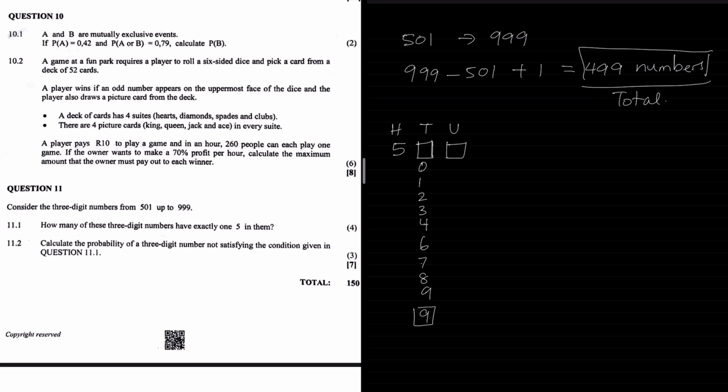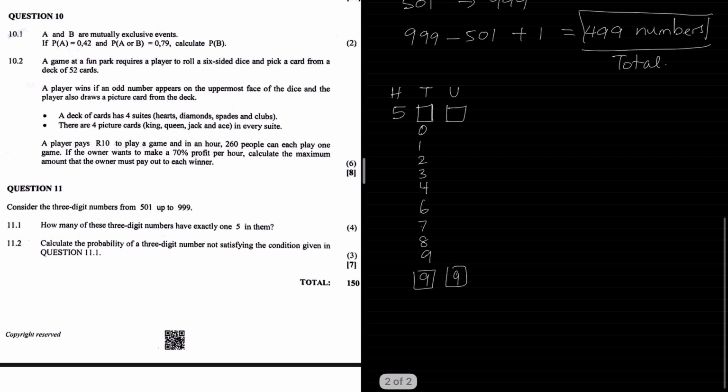And likewise, in the units, I can have the same 9 numbers. So 9 times 9, I will have 81 different numbers from 501 to 999 that have a 5 in the hundreds place only.